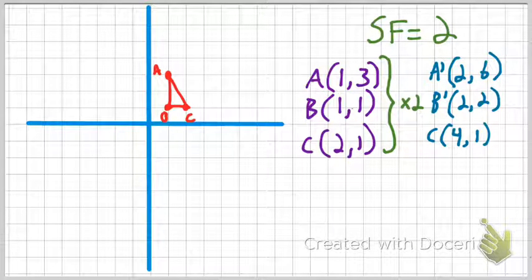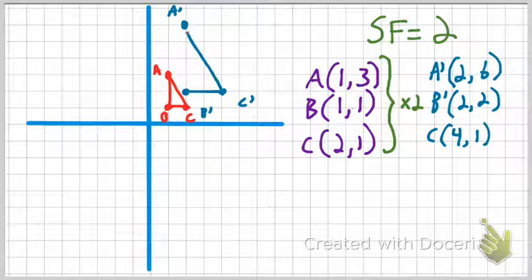Okay, so let's graph those. All right, for A, we go 2, 2, 4, and 6. That's right here. There's my A prime. B is 2 and 2. There's B prime. And then C was 4 and 1. There's C prime. So there we go. There's our new triangle. That's simple enough, right? It's double the size.